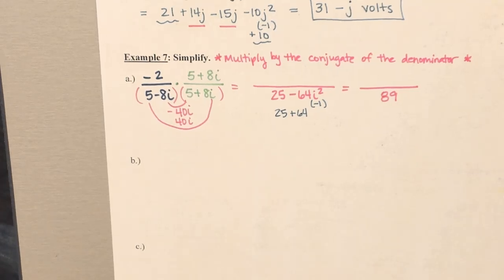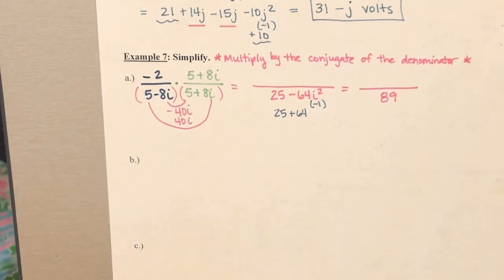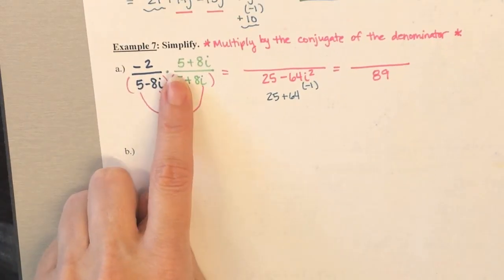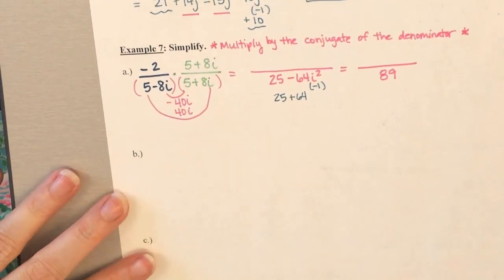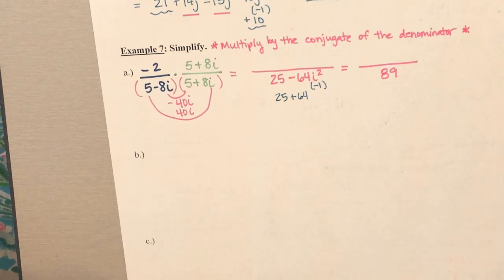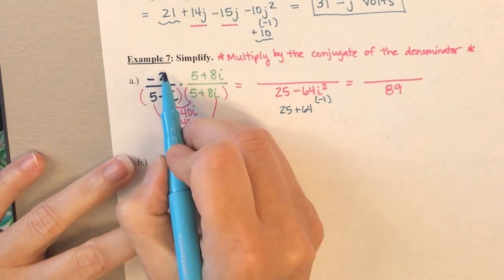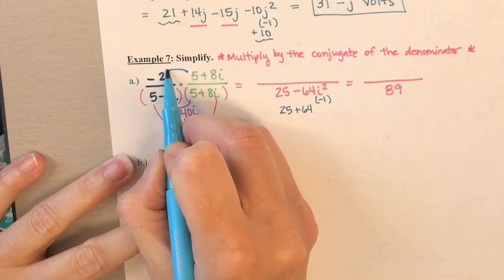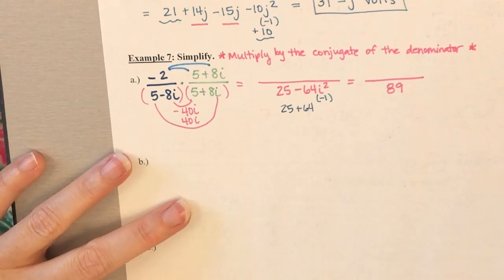Okay, and now we're going to simplify the top. So you don't have to FOIL on the top because you only have one term here. What are we going to use? What operation? Property? Distributive. Yep, you're going to distribute negative 2 to 5 and negative 2 to 8i.